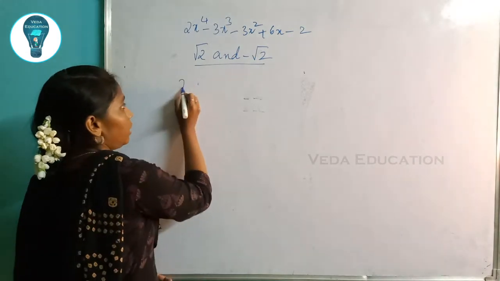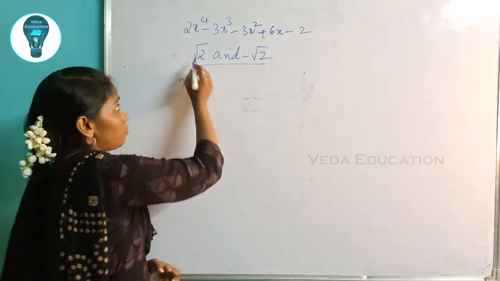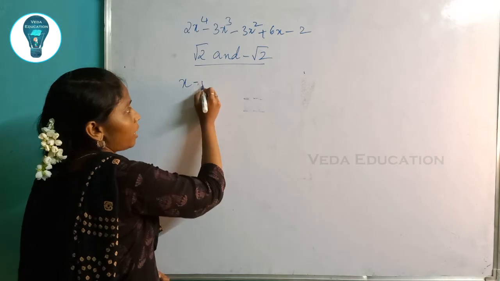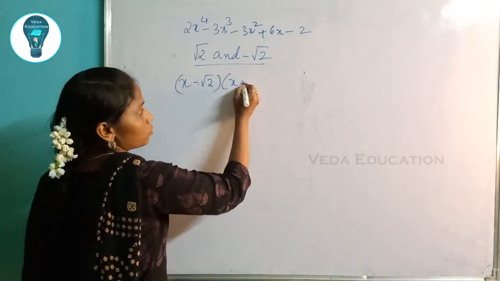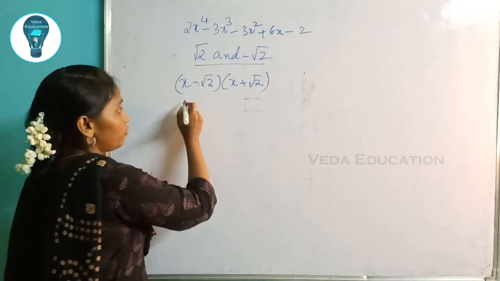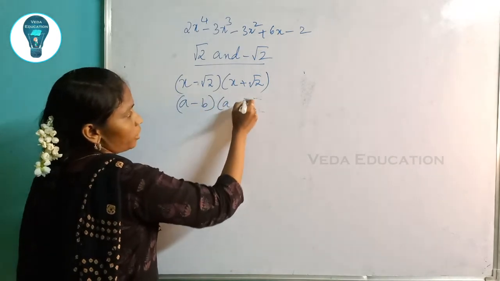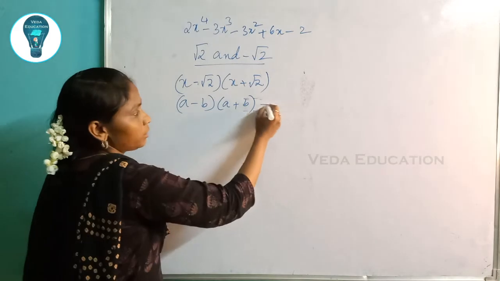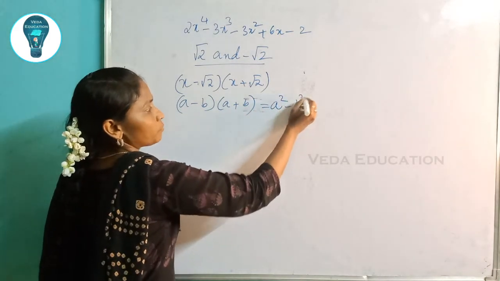Now here they have given root 2 numbers. So when you are writing a linear polynomial, change the sign. Here plus root 2, so it becomes x minus root 2. And here minus root 2 means x plus root 2. These two are in the a minus b and a plus b identity form. So consider that identity, a minus b, a plus b, and you will get a square minus b square.